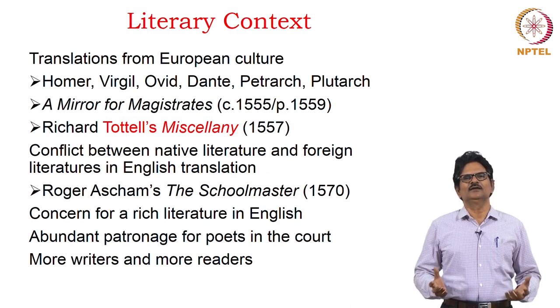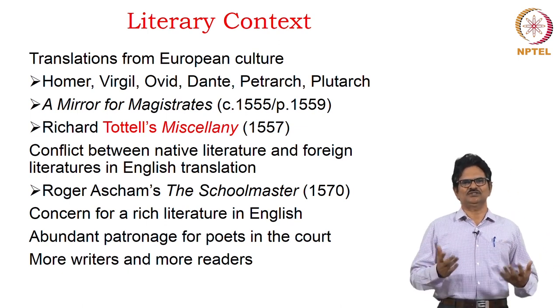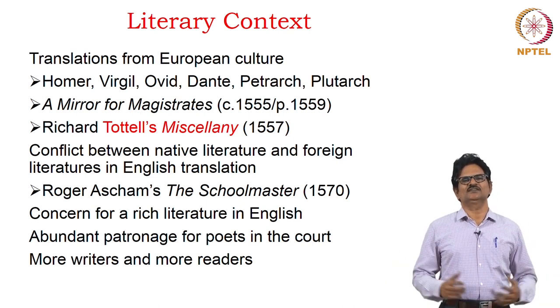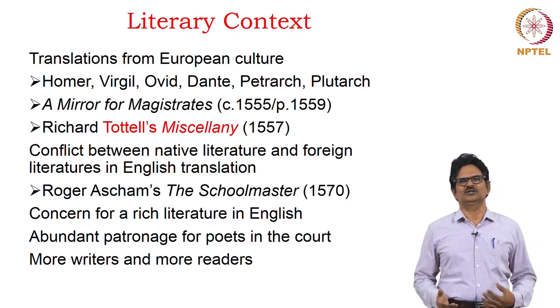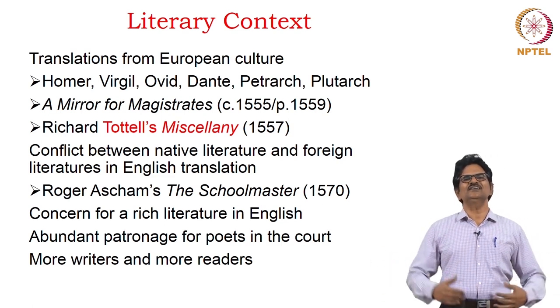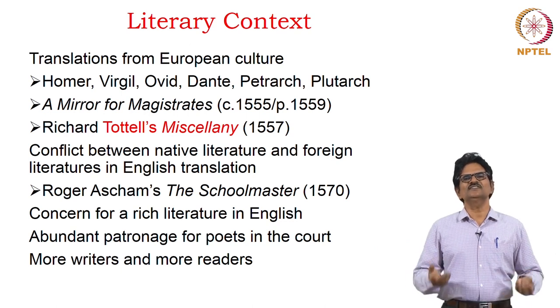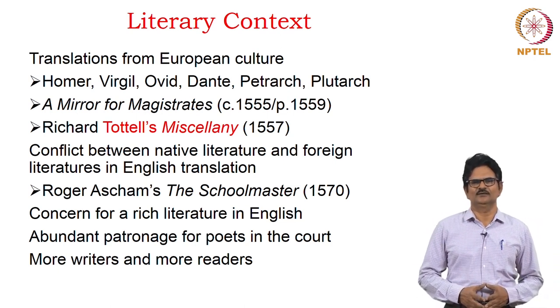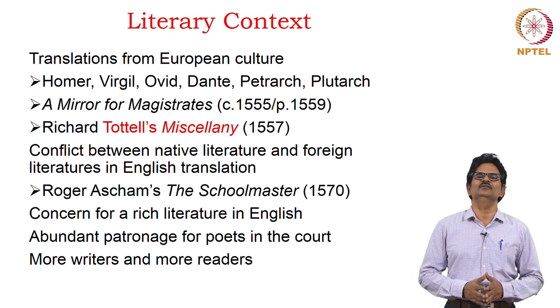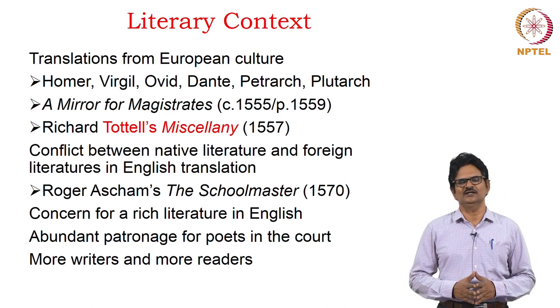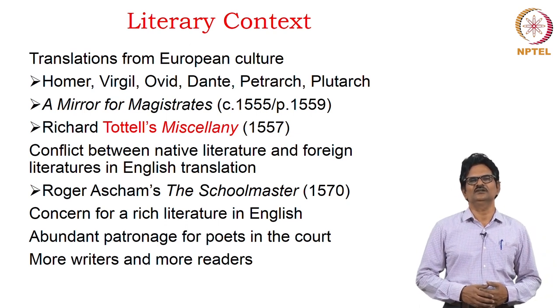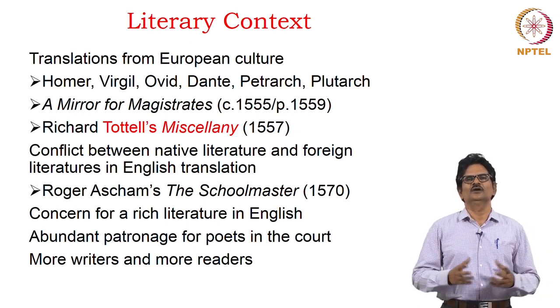A major event of this literary period is translation activity, translations from European literature and culture. Many of these writers like Homer, Virgil, Ovid, Dante, Petrarch, Plutarch and many others were translated into English. One of the first shapes to take was this anthology, A Mirror for Magistrates. It was compiled in 1555, but it was not published until 1559. That is how Richard Tottel's Miscellany was published first in 1557, containing the songs and lyrics of many Elizabethan poets.